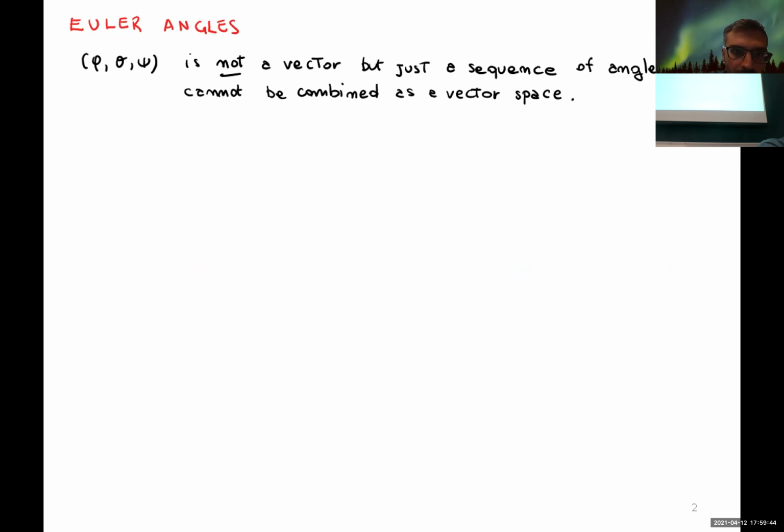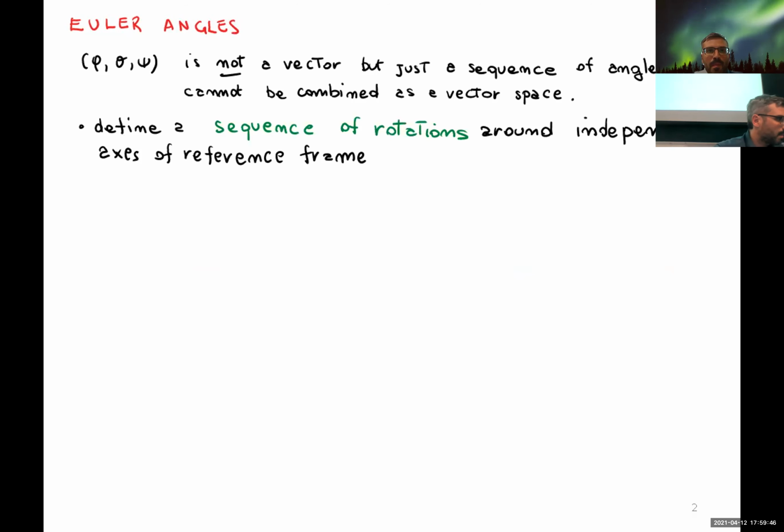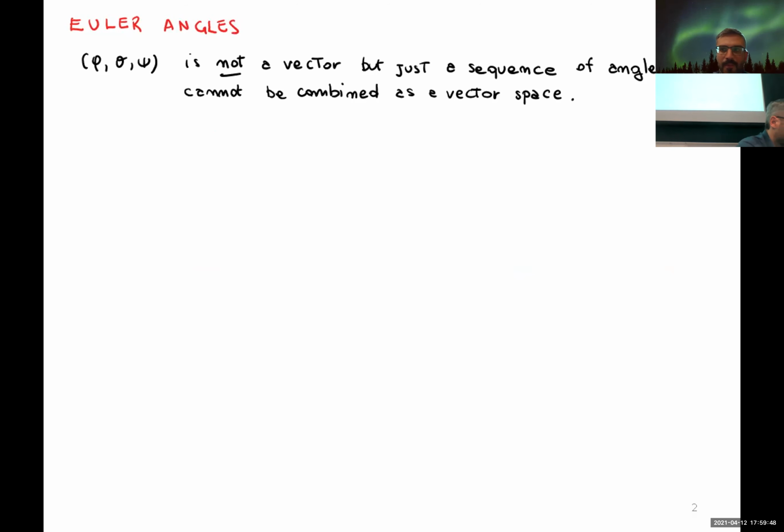So what are Euler angles? Euler angles are a minimal representation of orientation. Think about Euler angles as a set of subsequent orientations, and these orientations should be about independent axes.